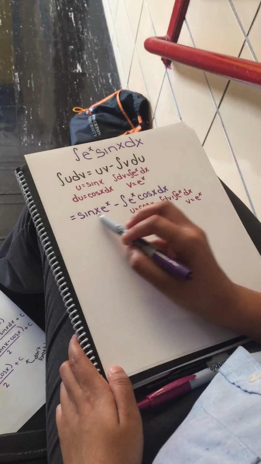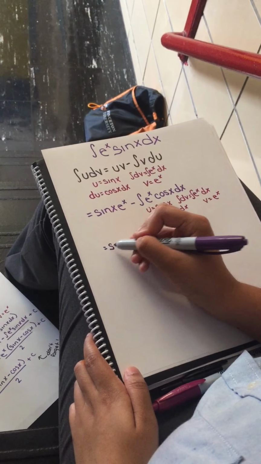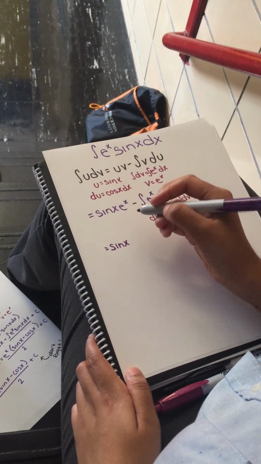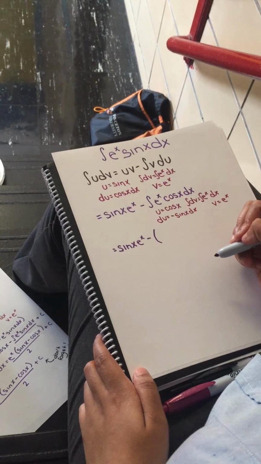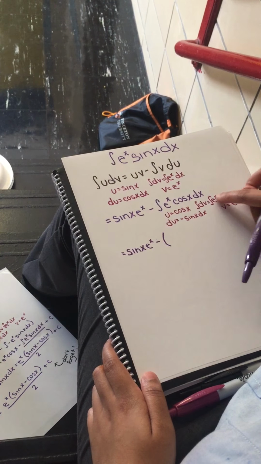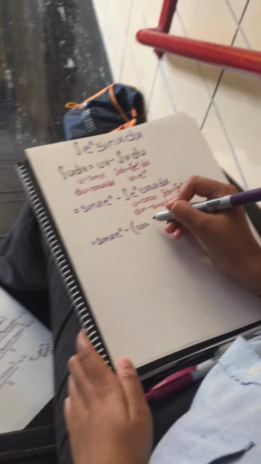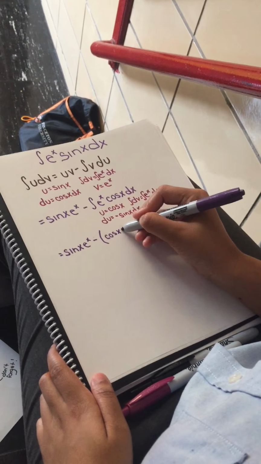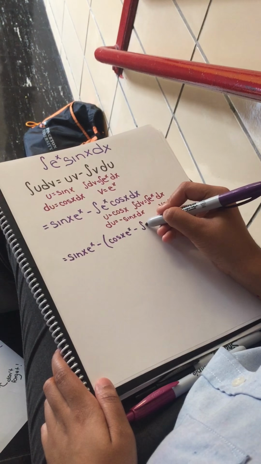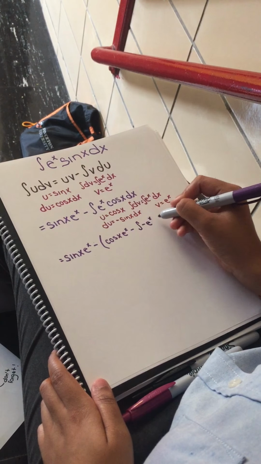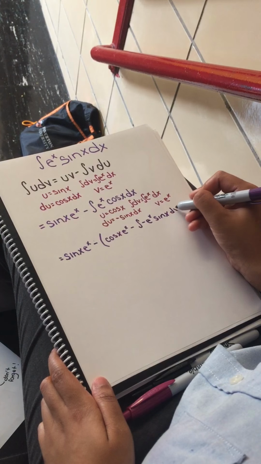So first we have to bring down this side, so you get sine of x times e to the x minus, and then I just put parentheses, and you'd plug in this here, so you'd get cosine of x times e to the x minus the integral of negative e to the x sine of x dx.